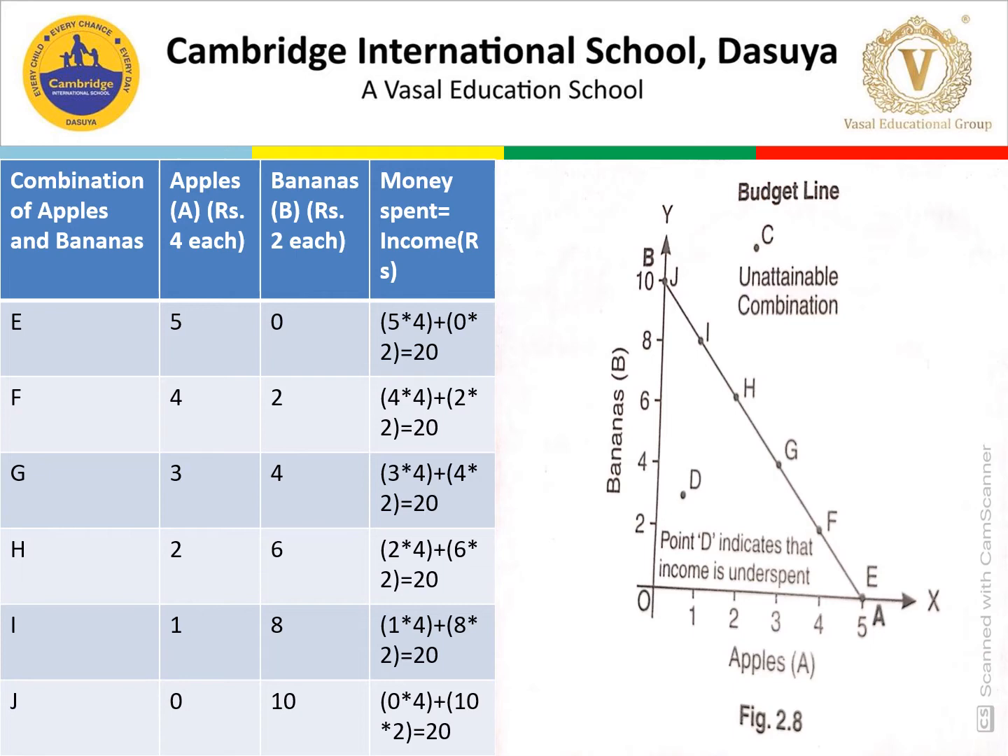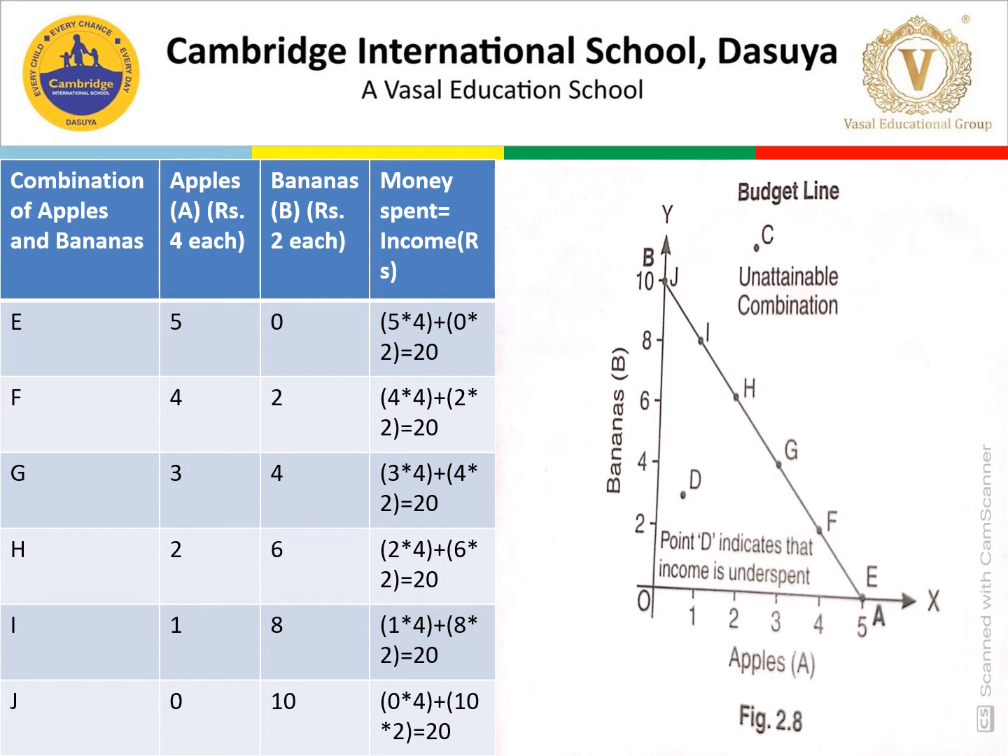For the next combination we bought 4 apples and 2 bananas. One banana costs 2 rupees, and 2 into 2 will be 4. And 4 into 4 will be 16. 16 plus 4 will again be 20. So the combination will be similar and that provides the proper income which we spent.